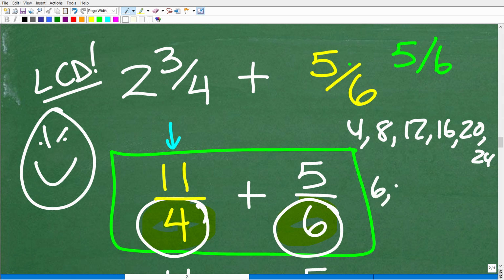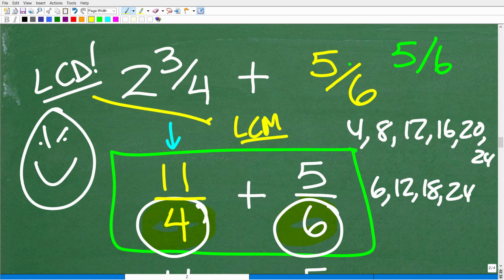6 times 1 is 6. 6 times 2 is 12. 6 times 3, 18. 6 times 4 is 24. Now, what multiples do these two sets of numbers have in common? What we're finding here is actually what we call the lowest common multiple, which for these numbers is technically the LCD. So if you look here, they both have 24 in common.